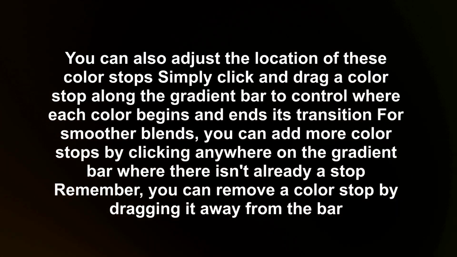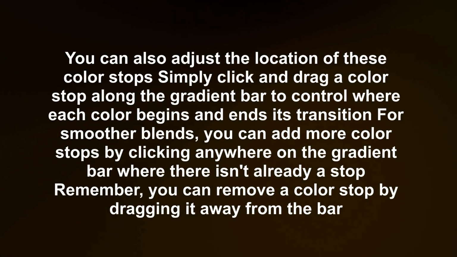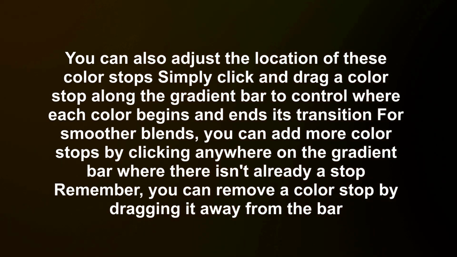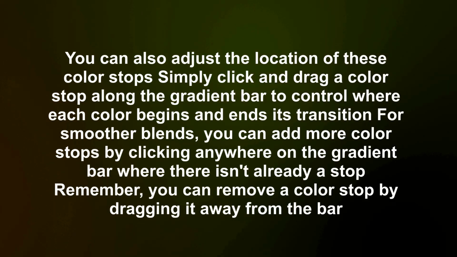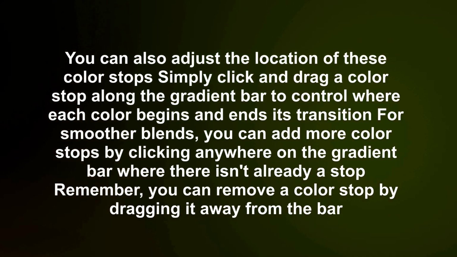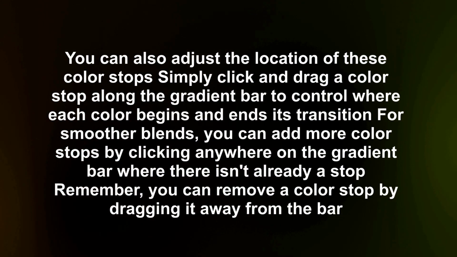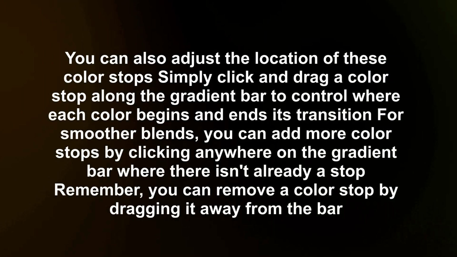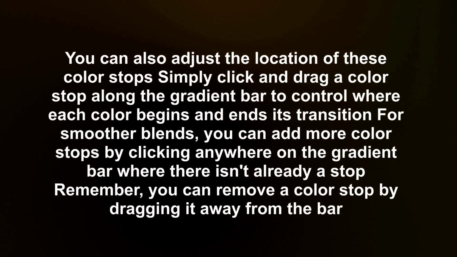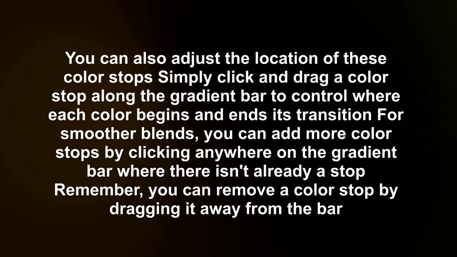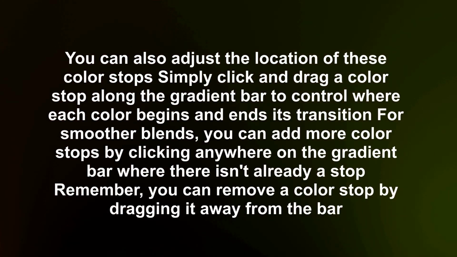You can also adjust the location of these color stops. Simply click and drag a color stop along the gradient bar to control where each color begins and ends its transition for smoother blends. You can add more color stops by clicking anywhere on the gradient bar where there isn't already a stop. Remember, you can remove a color stop by dragging it away from the bar.